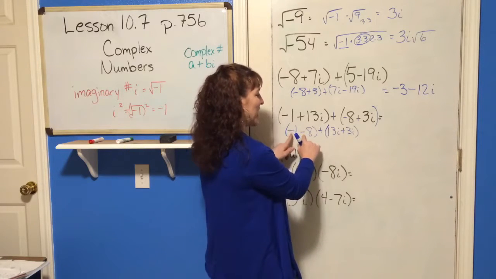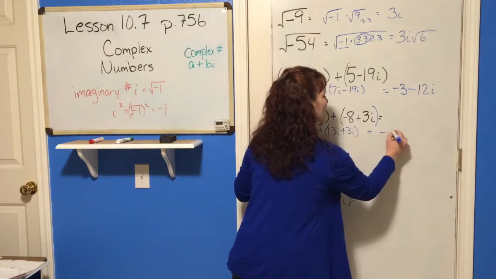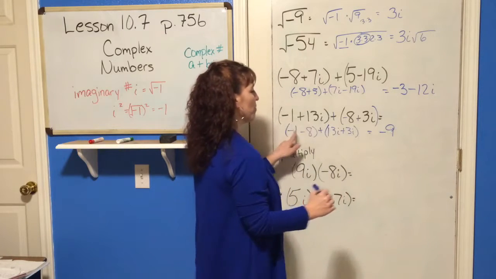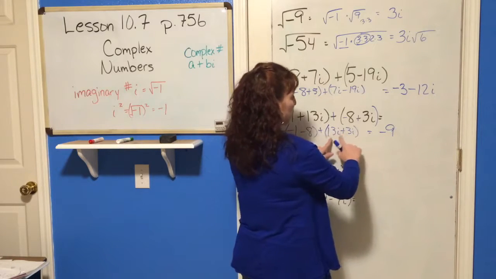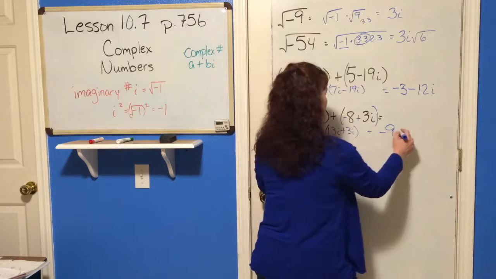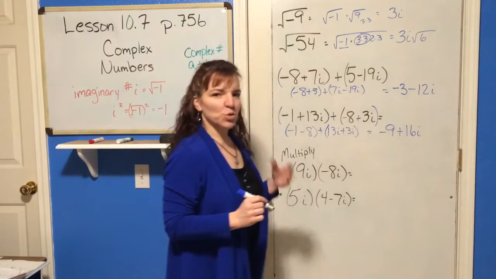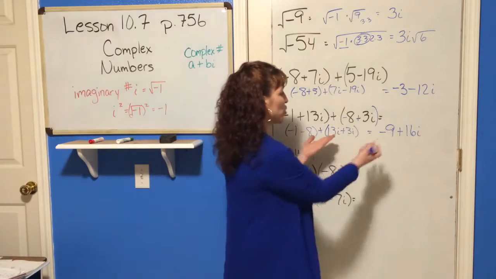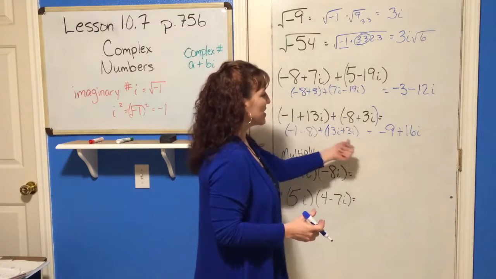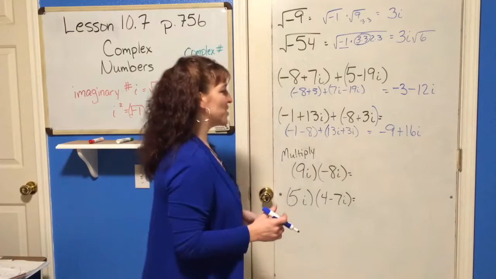8 plus 1 is 9, and the signs are negative, so you have a -9. And then you've got both positives, so 13 plus 3 is plus 16i. Don't lose that i. And you're not multiplying that, you're just adding it. So you've got 13 i's and 3 i's. So you just add them.